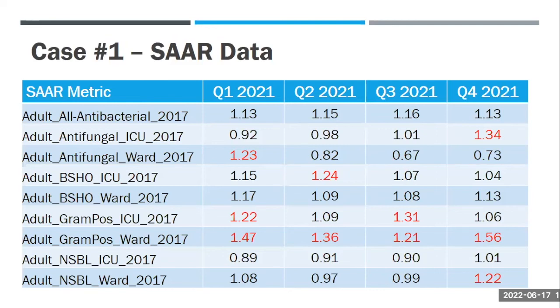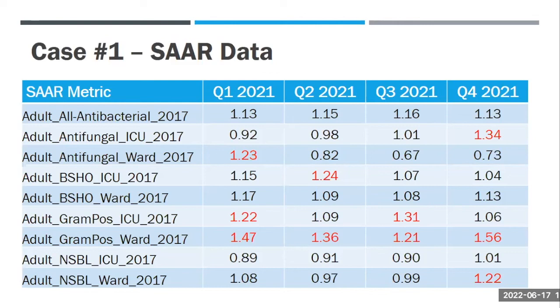And so one of the things that jumps out to me would be number one, we're seeing a lot of increased use compared to what would be expected for our gram-positive agents. So those are going to be your anti-MRSA agents, specifically like vancomycin, linezolid, daptomycin. And so we can see that on the general ward, so the third from the bottom, the gram-positive ward 2017, that actually across all 4 quarters, use was elevated compared to expected. And then when looking at the ICU, 2 of the 4 quarters, again, use was elevated compared to expected.